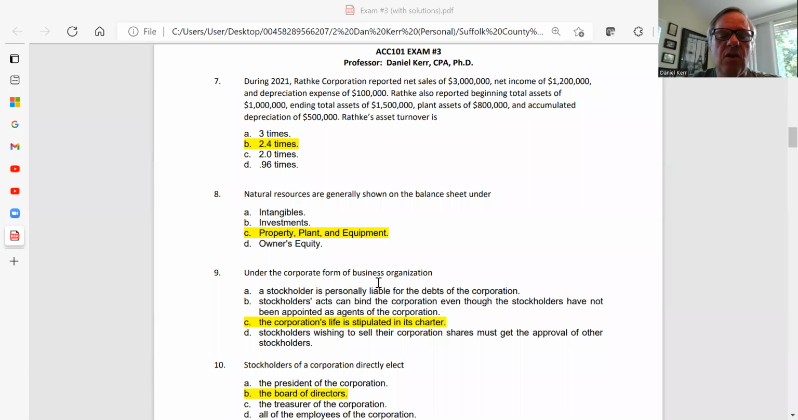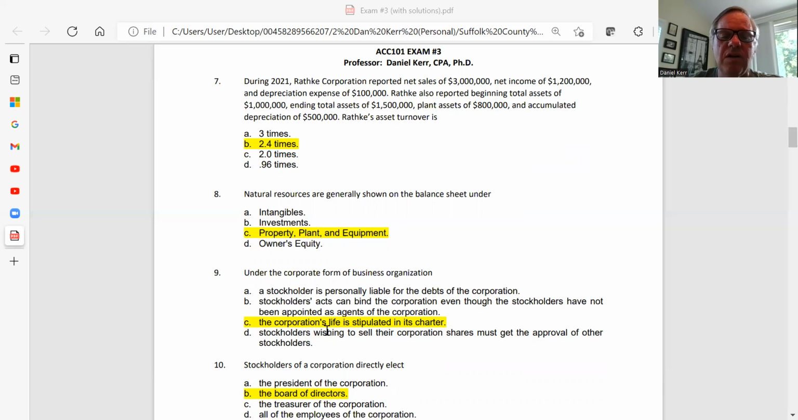Number 9, under the corporate form of organization, the only answer that is correct there is C. The corporation's life is stipulated in the charter. These other things are just not true there. The stockholder is not personally liable. A stockholder cannot bind the corporation if they haven't been appointed as agents of the corporation. And D, stockholders wishing to sell their shares must get the approval. None of those things are true. The only one that is true is C.